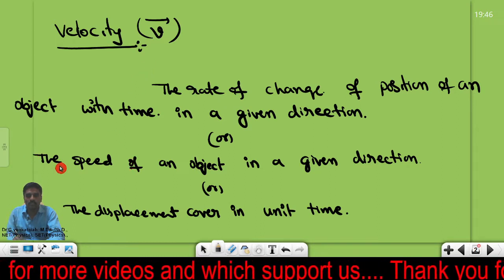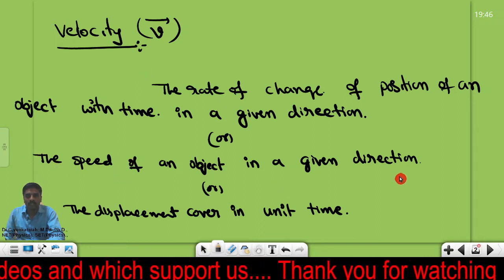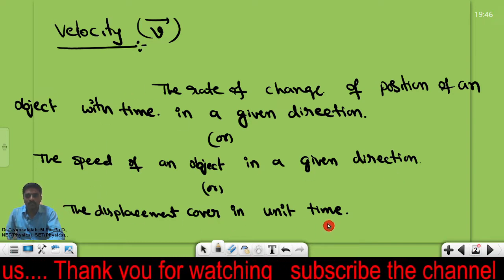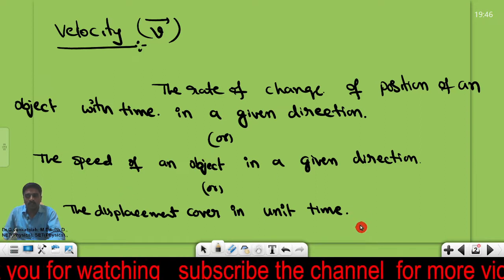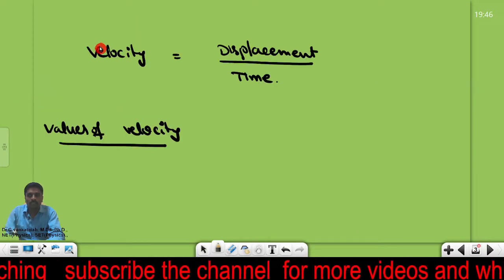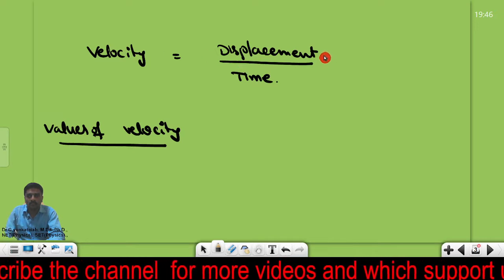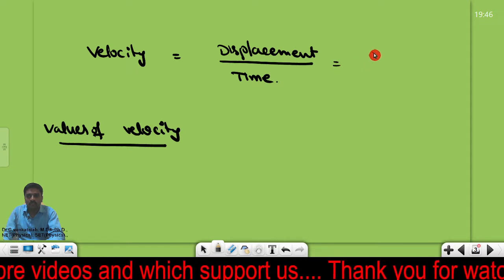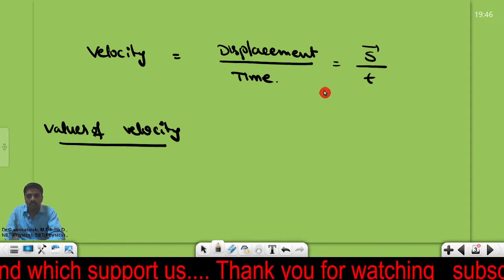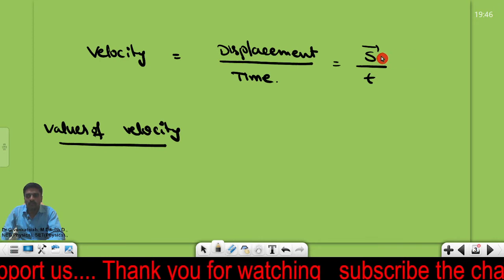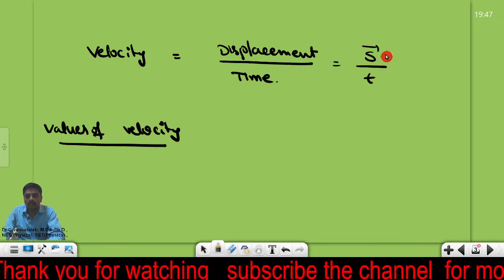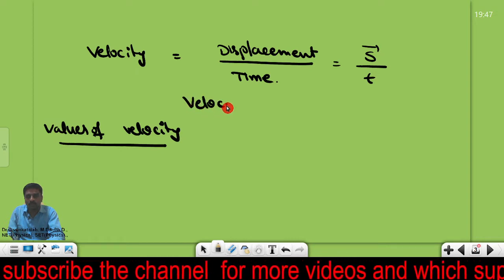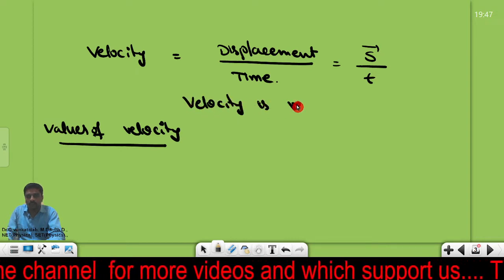One more definition is there. The speed of an object in a given direction is also velocity. The displacement covered in unit time is also called velocity. So the mathematical relation for the velocity is the ratio between the displacement and time. Displacement is generally denoted with s bar and time dt. So as the displacement is a vector quantity, velocity must be a vector quantity. So velocity is a vector quantity.